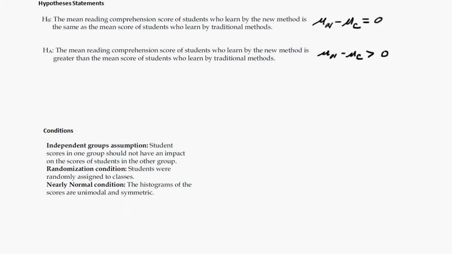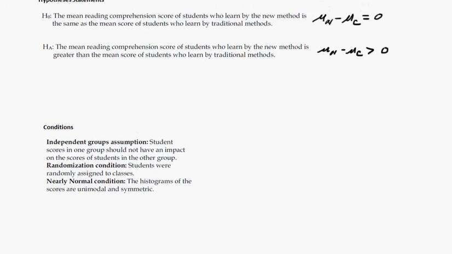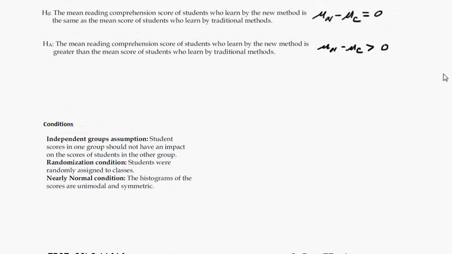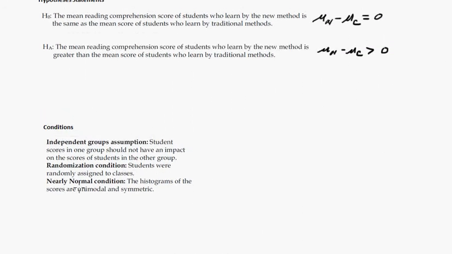Now we can go a little bit further. When we look at the conditions, we want to make sure that the two groups are independent. So it's reasonable to say that the reading scores of students in one class aren't going to affect the reading scores of students in the other class. Okay, and it does say that they were randomly assigned. It mentions it up there. If you read it, you can see that they were randomly assigned to the classes. So we have a controlled experiment and nearly normal conditions.